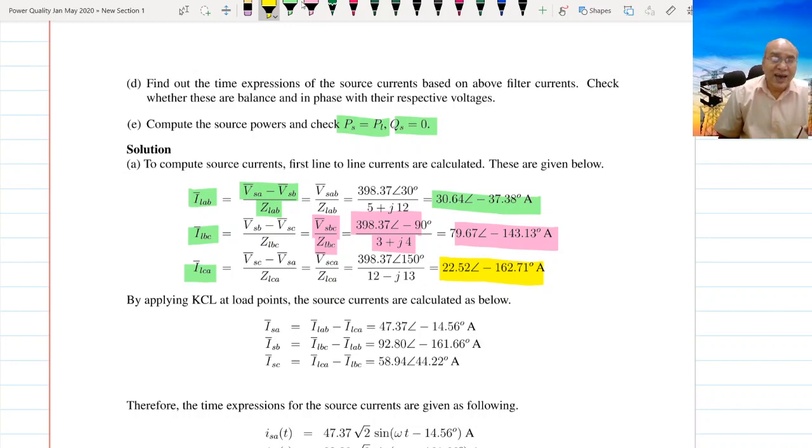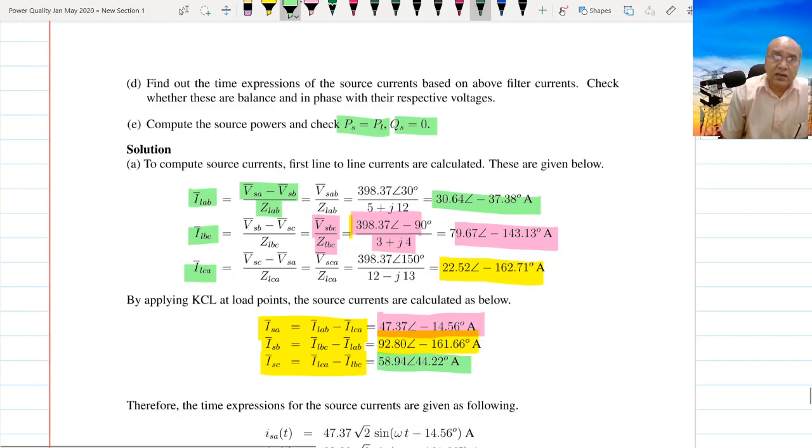So what is ISA? ISA is nothing but ILAB minus ILCA. Remember this expression? Can you recall it? It is from the Kirchhoff current law at points A, B and C at the corners of the delta connected load. And these currents, you can see, are quite unbalanced. This is the R phase, this is the Y phase, and this is the B phase, RYB. Okay, they are quite unbalanced in magnitude as well as in phase angles.